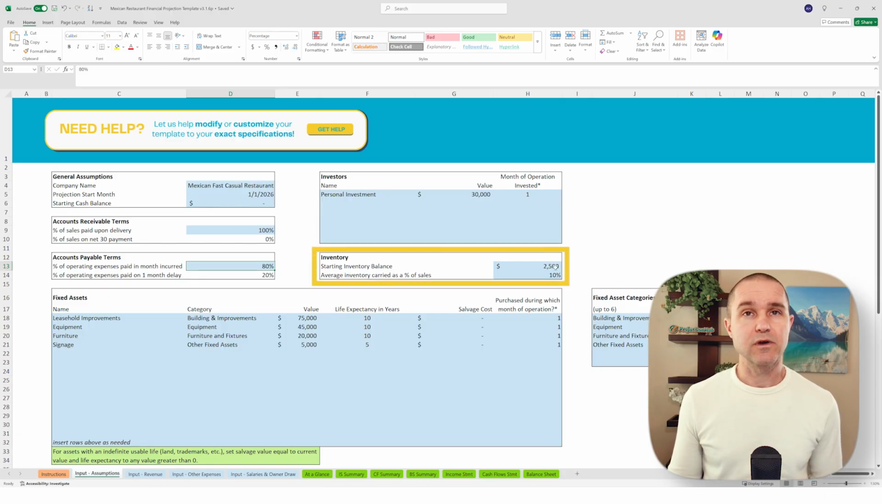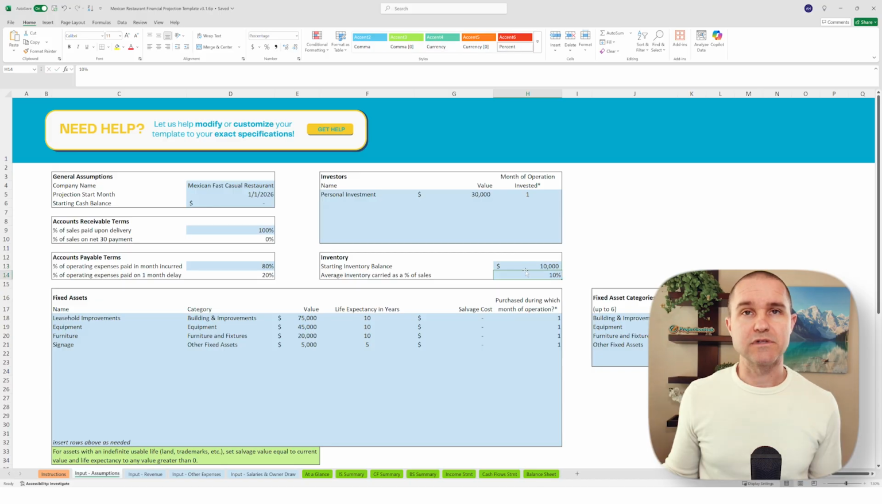And then for inventory, we're going to assume that you start out with $2,500 in inventory, and I may actually bump that up to $10,000. Let's say we're going to start with $10,000 inventory with an average inventory carried as a percentage of sales as 10%, meaning we're just going to carry some inventory on the balance sheet each month.